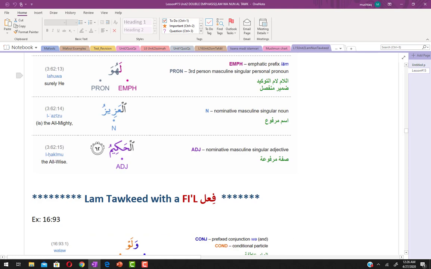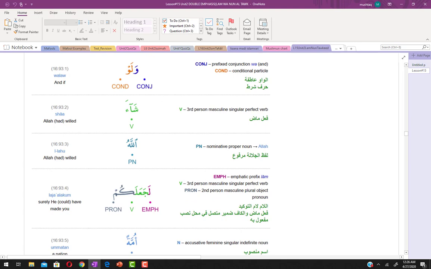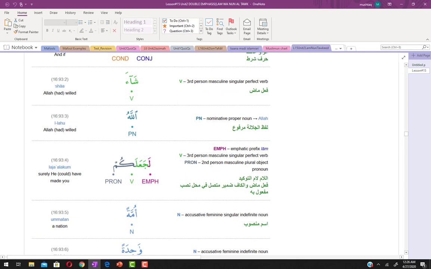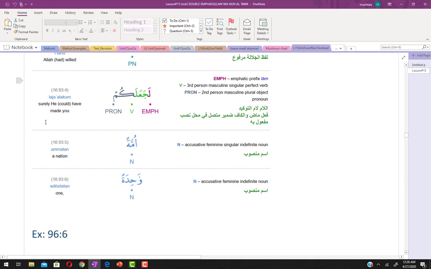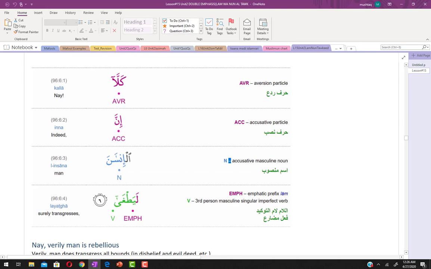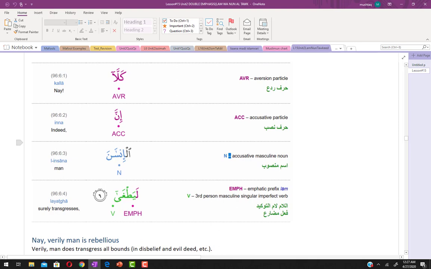Next is lam al-tawqid with a fi'l. Walau sha'a Allahu la ja'alakum ummatan wahidatan. Right, so here we have, and if Allah had willed, la ja'alakum. So the lam al-tawqid comes with the madi ja'ala. Surely he could have made you one nation. Kalla innal insana layatgha. Lam al-tawqid comes with a mudare. Indeed, man surely transgresses all bounds in disbelief and evil deed. Verily, man is rebellious. So here, lam al-tawqid comes with a mudare.